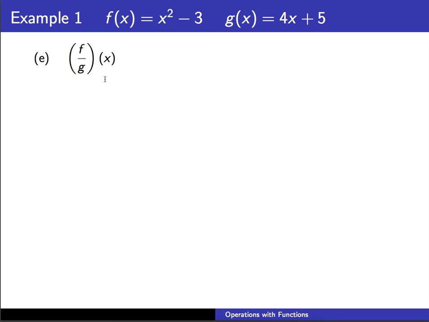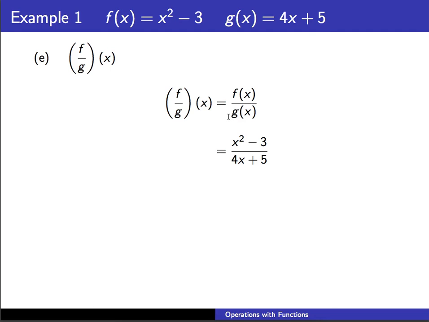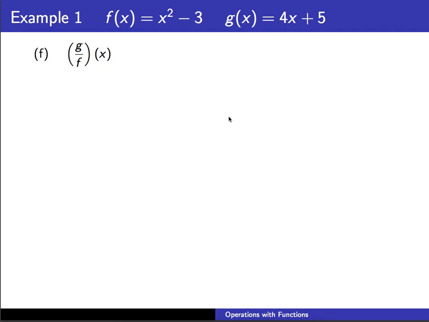All right, part E, we have f over g of x. So that's putting f of x, the x squared minus 3, over g of x, the 4x plus 5, and we're good to go. Part F, g over f, we're just going to flip it, take the reciprocal. So g of x over f of x is 4x plus 5 over x squared minus 3.